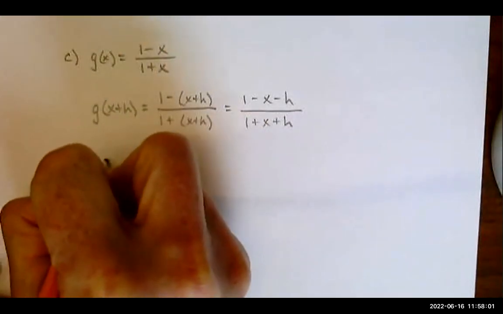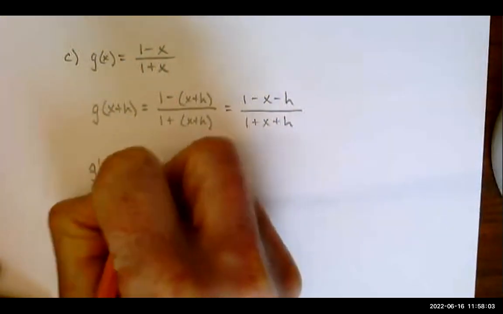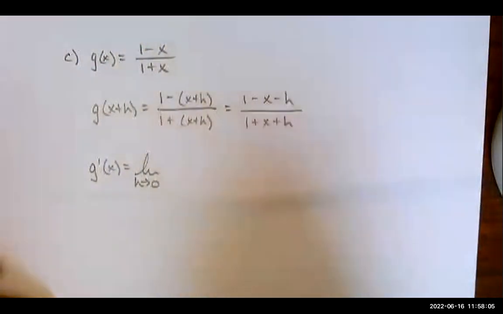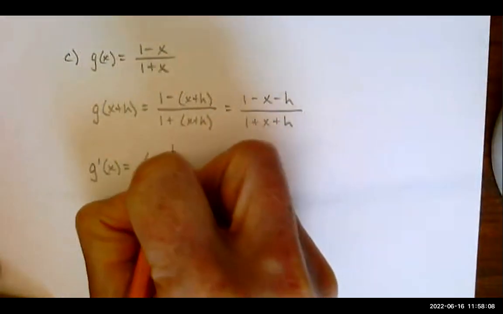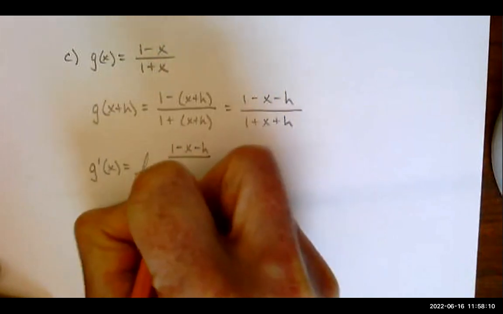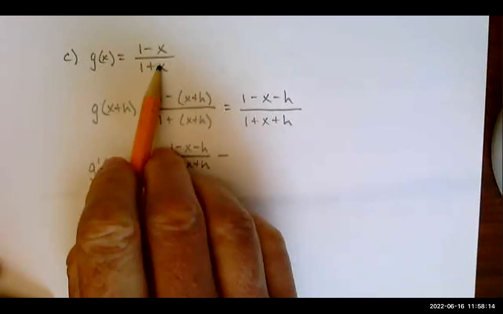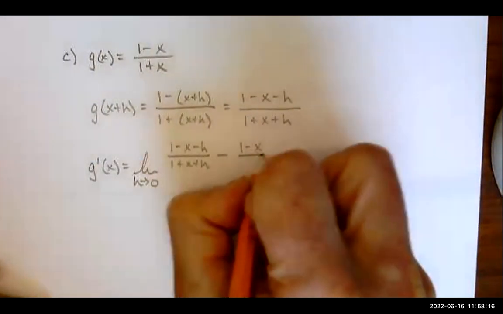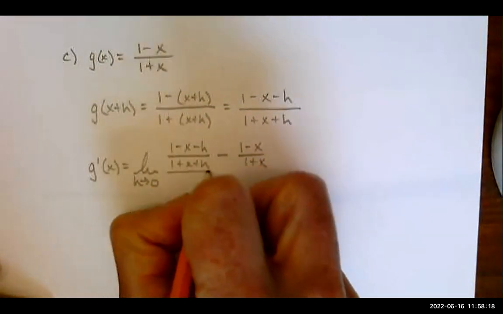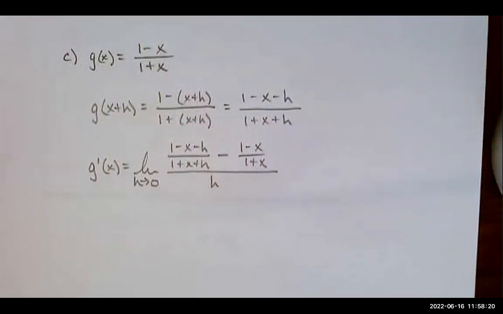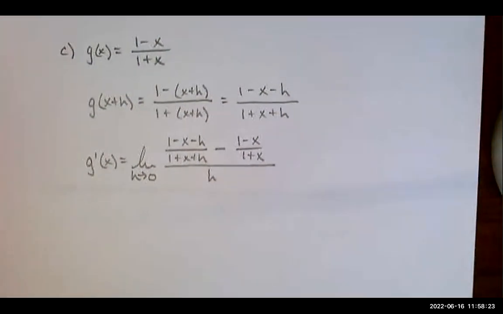So g prime of x equals the limit as h approaches 0 of this whole thing minus the original g, and that is all over h. Okay, wow, yeah, those fractions can be a beast.